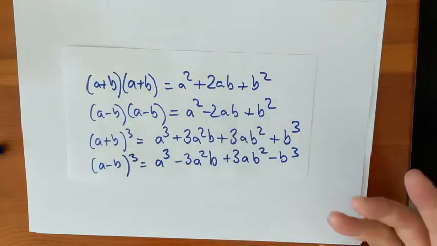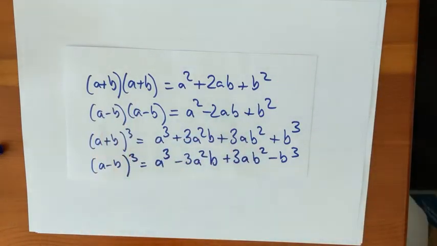This is a plus b squared, you get this pattern. A minus b squared, you get this pattern. A plus b cubed and a minus b cubed give you these patterns. And these patterns help you to simplify more complicated solutions.